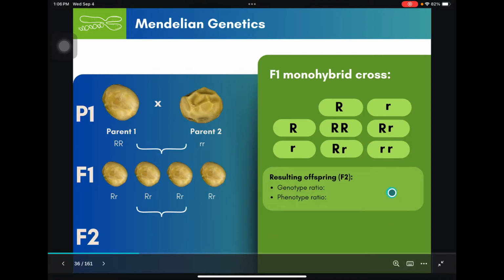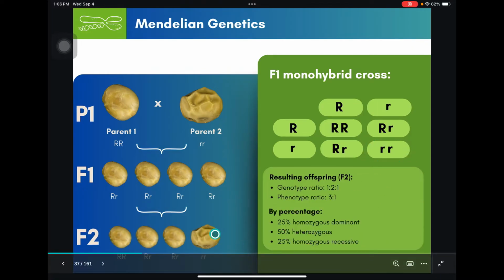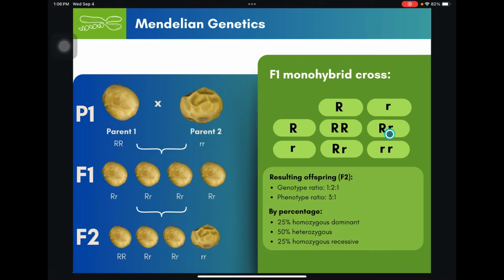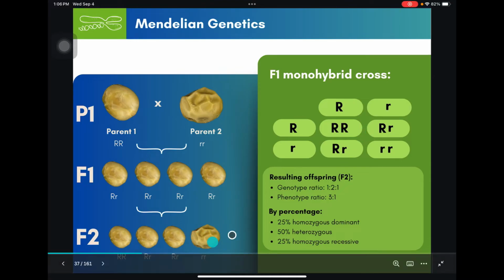So our expected offspring would definitely look like this. So 3 of them, which is technically this one, and this one, would contain round seeds, because each of them contains at least one of the dominant alleles, and only one of the offspring exhibited the wrinkled seeds.